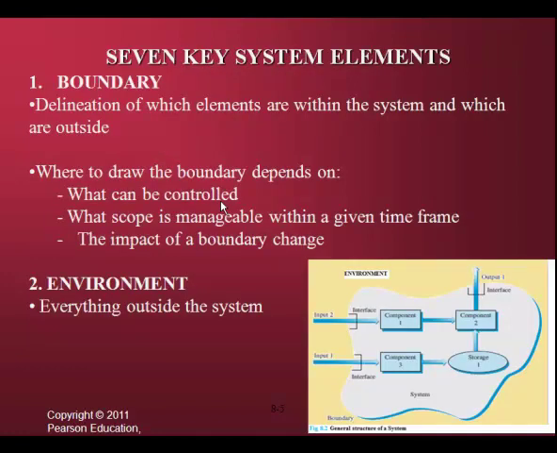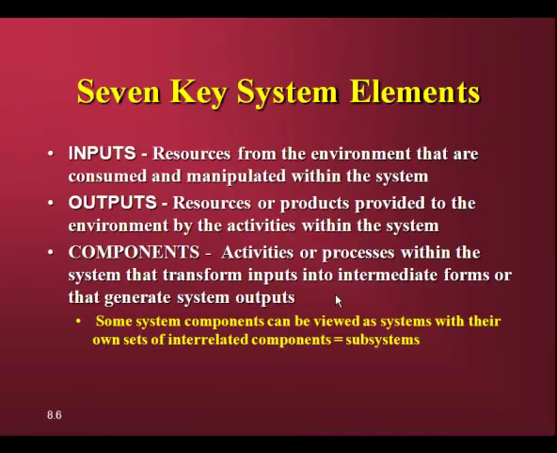So a boundary defines what is within the system and what's outside the system. Basically it separates the system from its environment, and we can see it defines the scope of the system, and everything in the environment is outside. It's something that we can't control. Now inputs are resources that are used within our system to generate an output that is sent out to the environment. Inputs usually come from outside the environment in.